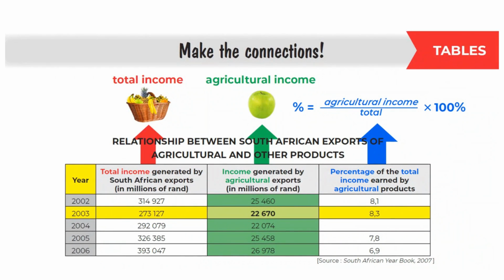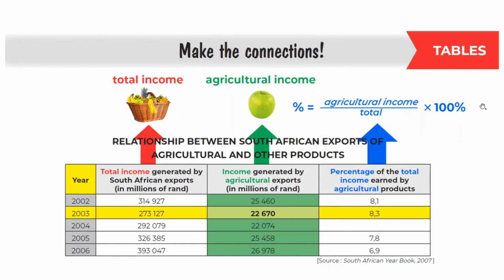And then, should the question say, what is the income generated by agricultural exports in 2003? They would highlight the year, they would highlight the column, and the overlapping cell is obviously the answer. However, we need to also stress to our learners that units are important. So have a look, it's not just that value. That value is in millions of rands.